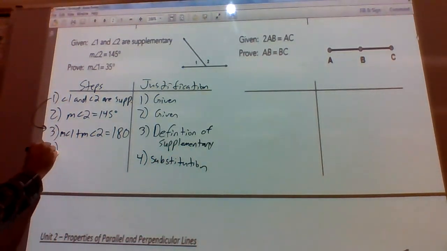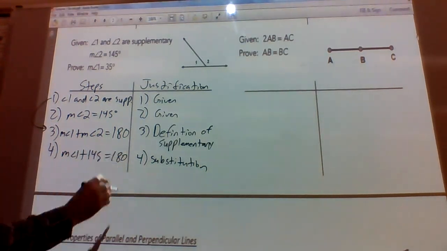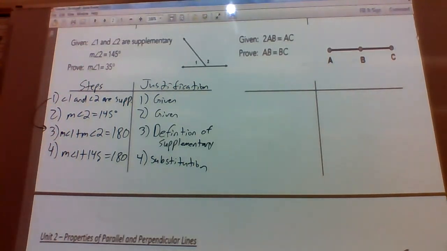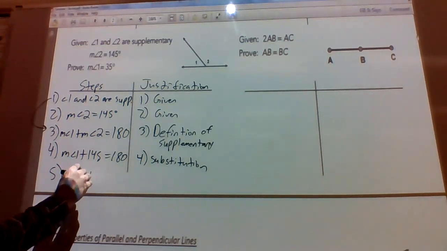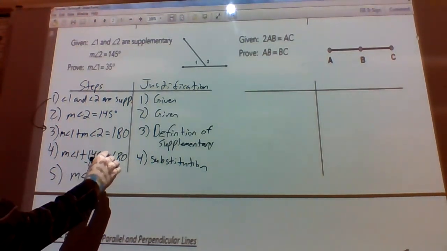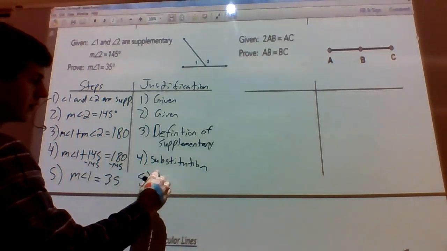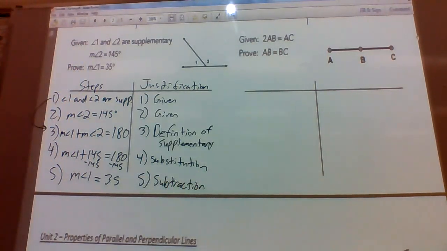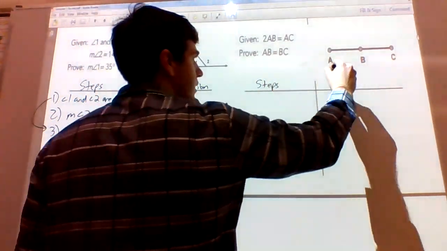Okay. So the measure of angle 1 plus 145 equals 180. And we want to prove that the measure of angle 1 is 35. So if we subtract 145 from both sides, we're going to get the measure of angle 1 equals 35. And that is by subtraction. The last one here, steps, justification.